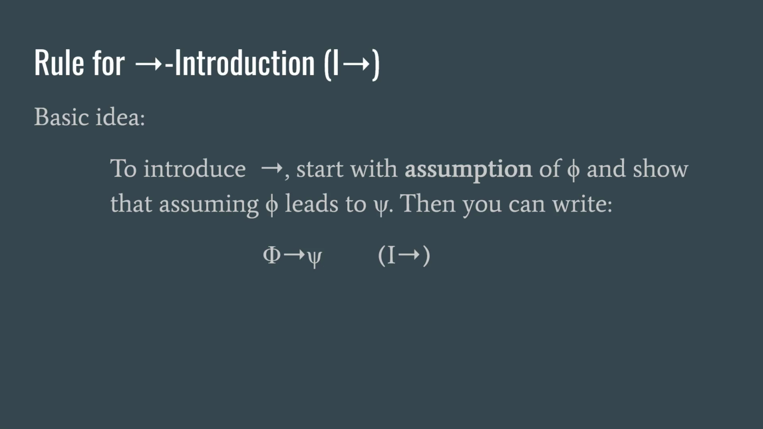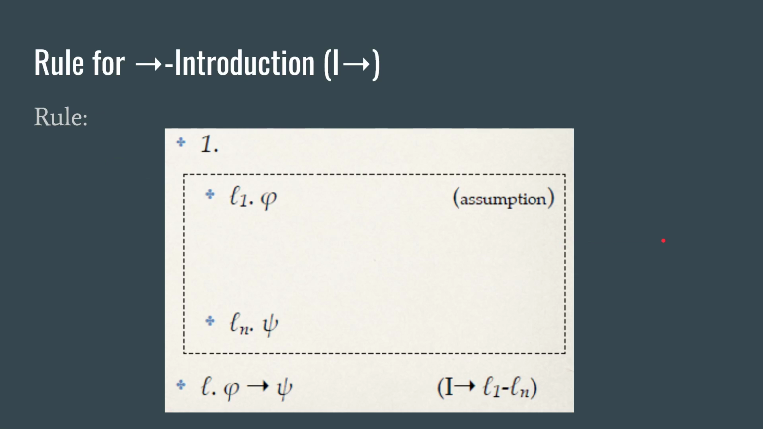To introduce the arrow, you start with an assumption of phi and show that assuming phi leads to psi. If you've done that, then you can write phi arrows psi with the arrow by appealing to the arrow introduction rule. So that's how the arrow introduction works. Here it is in a picture. Again, suppose we have some unspecified first line of the proof here, and you're trying to get to this arrow statement. Well, what you need to do is assume phi, and then do a bunch of stuff in between. Who knows what you've done in between?